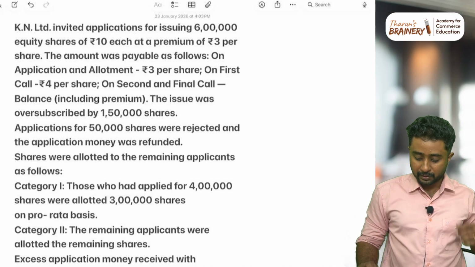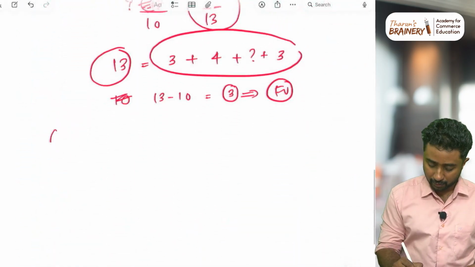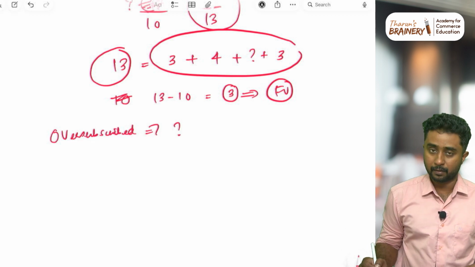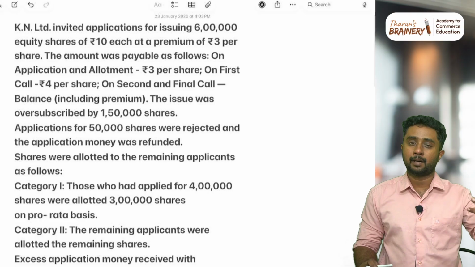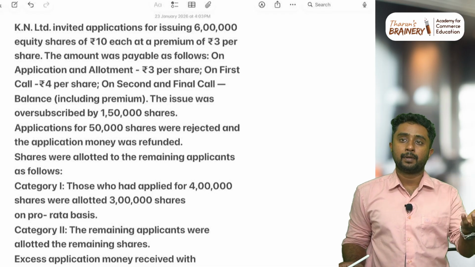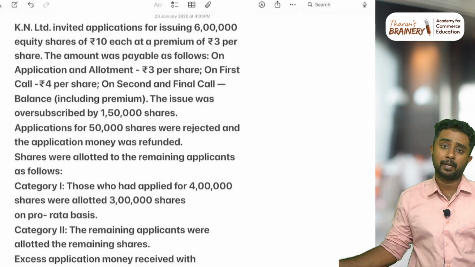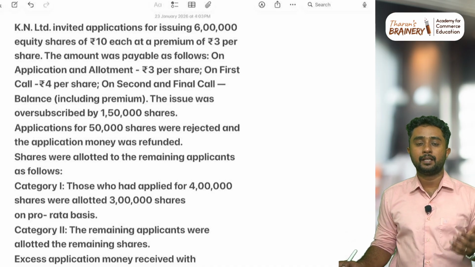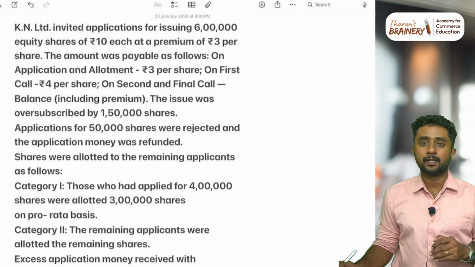Now the issue was oversubscribed by 1,50,000 shares. The next term that you have to focus on is the word oversubscribed. What do you mean by oversubscribed? Oversubscribed means it is a situation where the number of shares for which the public has applied, you know already the process of buying a share. If I am interested in buying a share, I have to apply for the share. So when I am applying, obviously people from different parts of the region will be applying for the shares. But totally the number of applications received by the company may be more than what is available to be given to the public. Possible, right? That situation is called oversubscription.